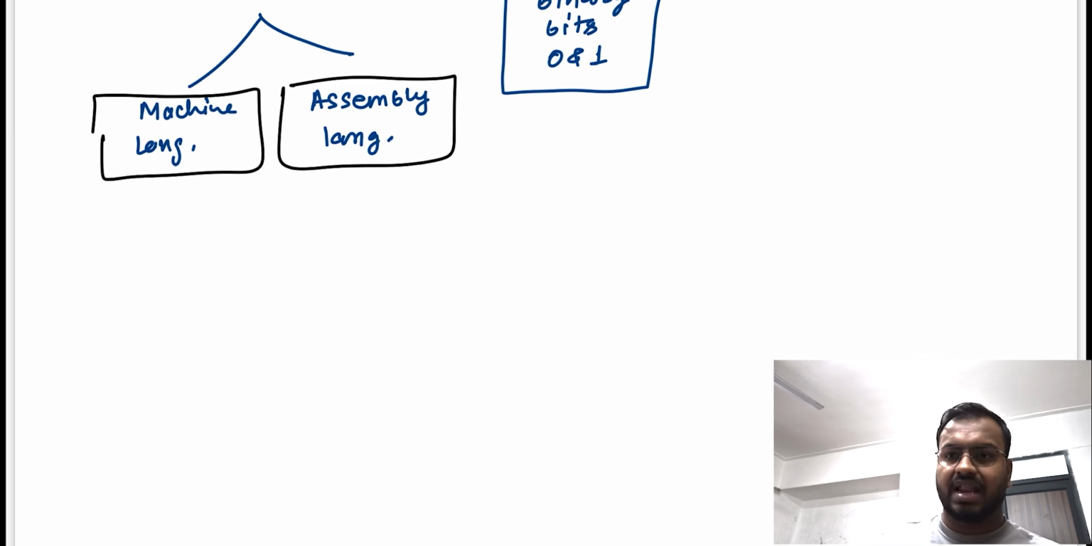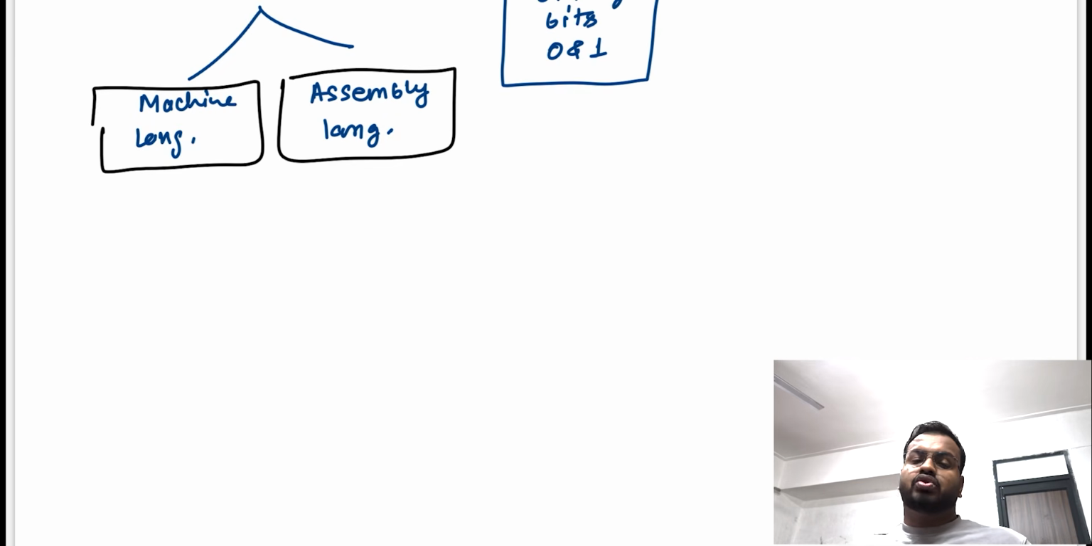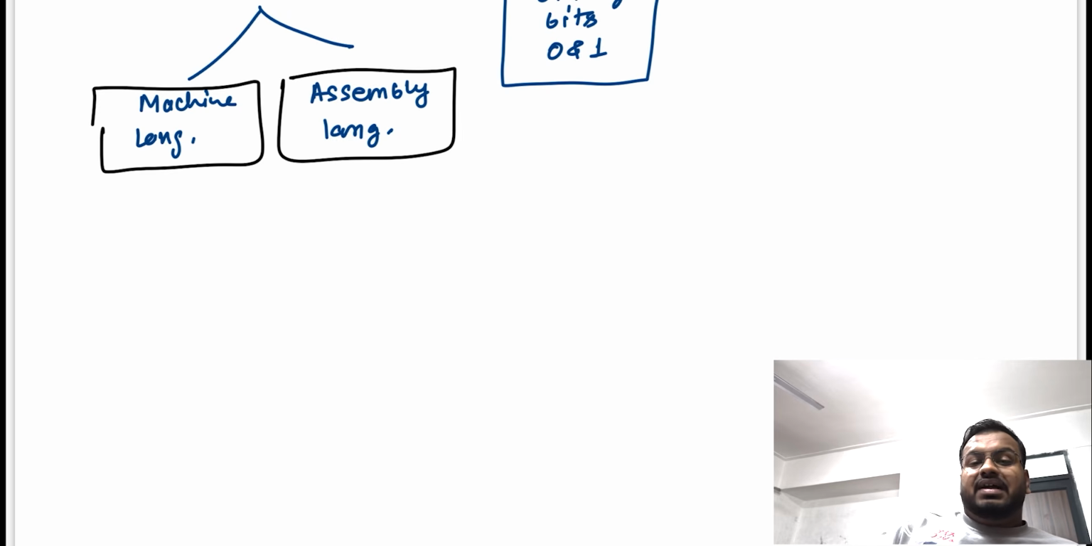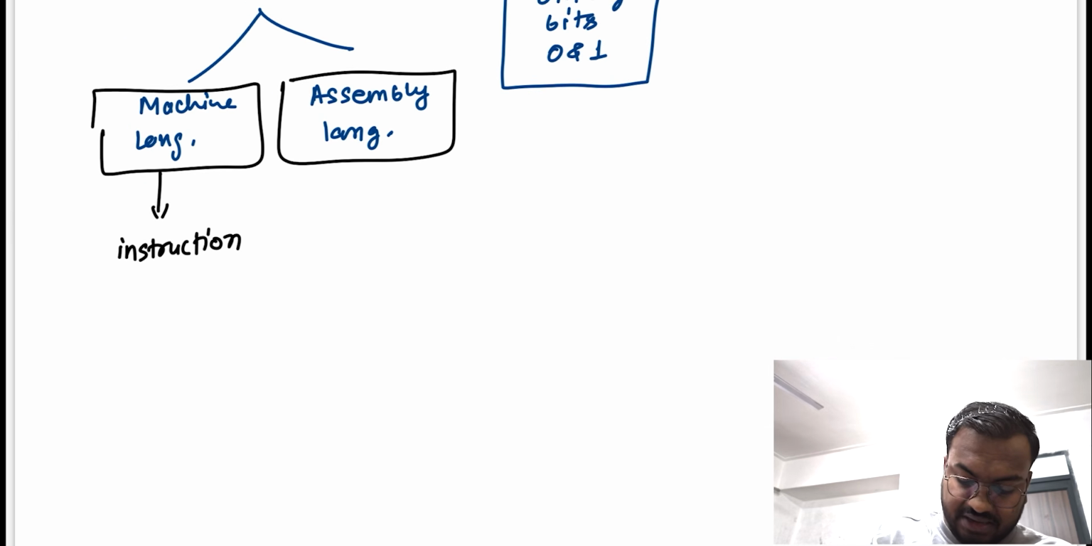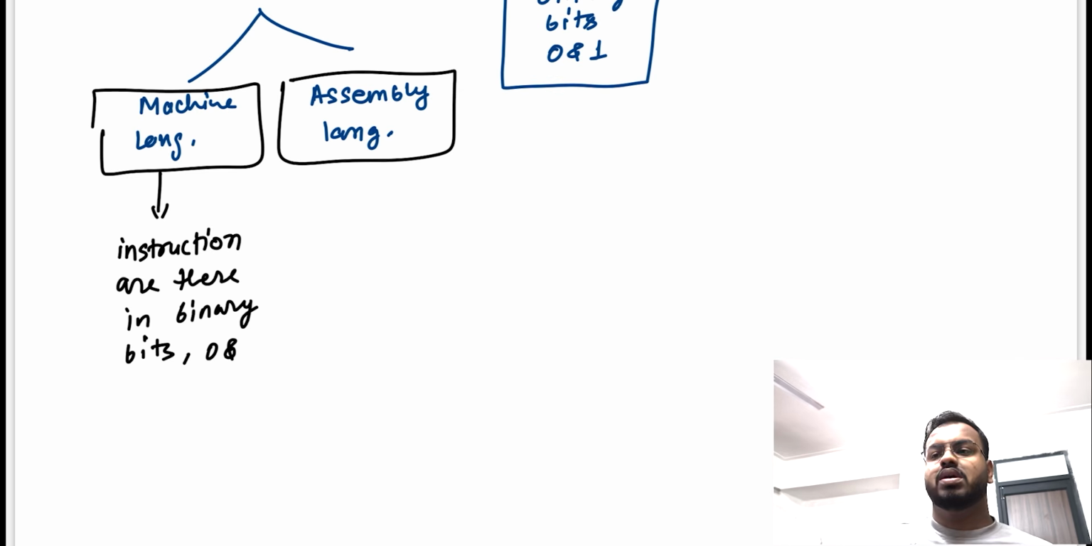Talking about the machine language, computer understands only digital signals, which are in binary digits, that is 0 and 1. So the instructions given to the computer can be only in binary codes, and computers can understand only these binary codes. That's why machine language is very hard to understand and it is more favorable for our machines. So in machine language, instructions are there in binary bits. Binary bits means 0 and 1.